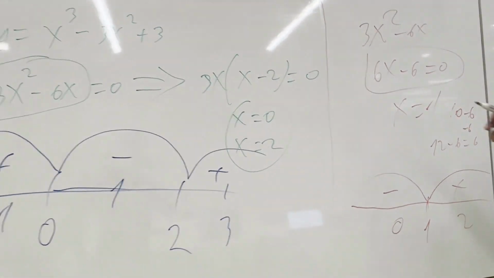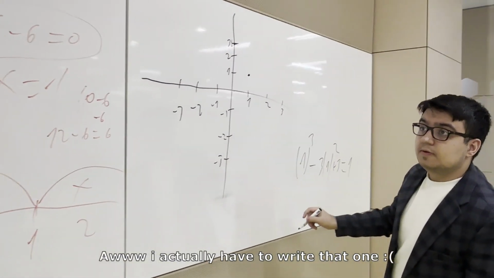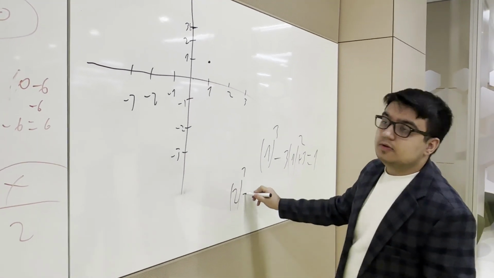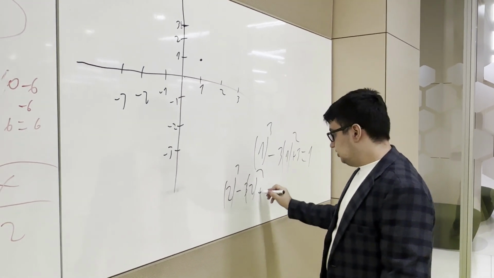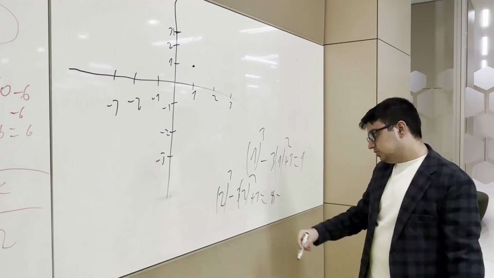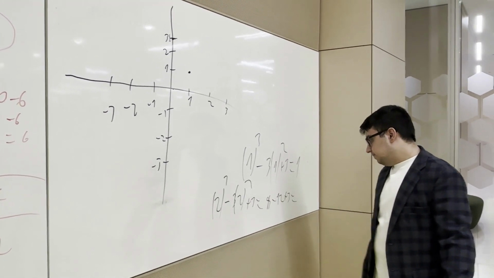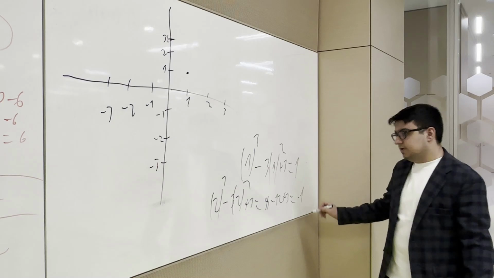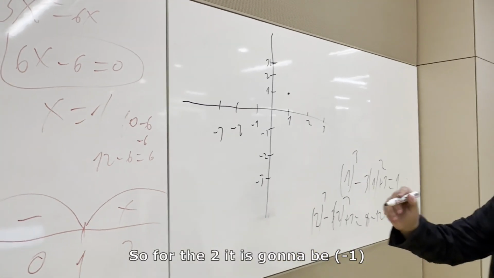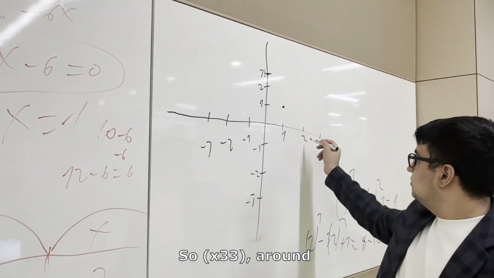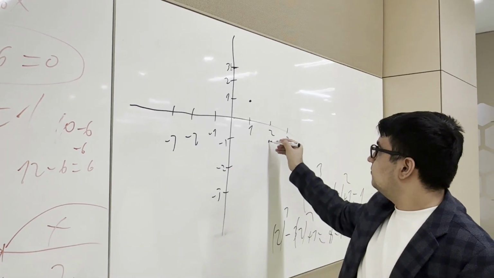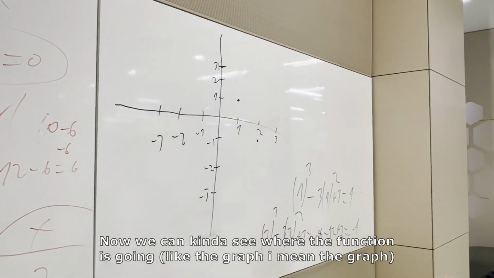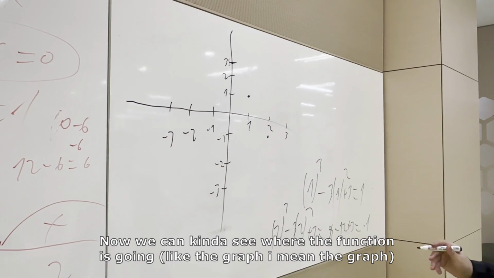And when we put in 2, I have to actually write that one. 2 cubed minus 3 times 2 squared plus 3. That's going to give us 8 minus 12 plus 3, which gives us minus 1. Yep, minus 1. So for the 2, it's going to be minus 1. So around here. Now we can kind of see where the function is going.